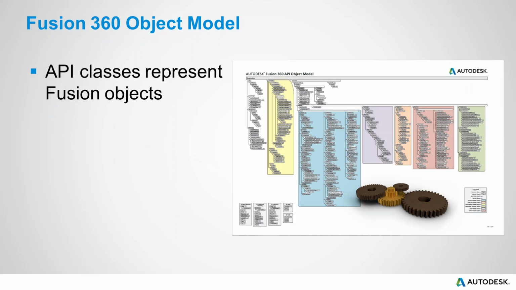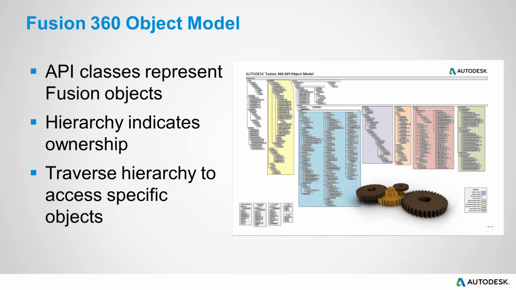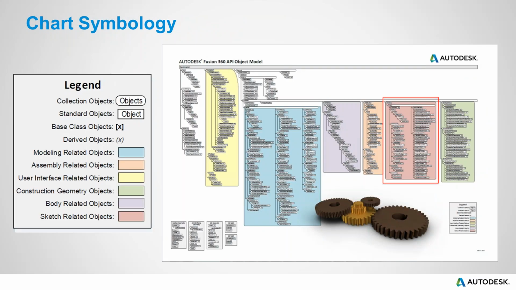So just a quick overview. This is the same thing I discussed last time: we have this object model chart. This chart's just put together manually, but it's a tool to help you get from one object to the other, because the API is organized in this hierarchy. To navigate through the API, you have to understand which object owns which other object, and that's how you'll get from one to the other. You traverse that to get to specific objects that you want to use in your program. And so let's look at some examples here.